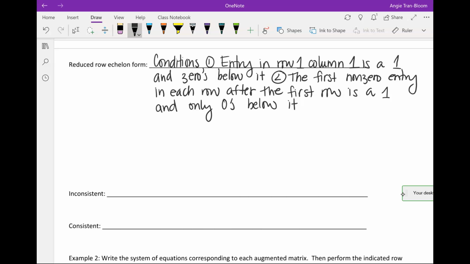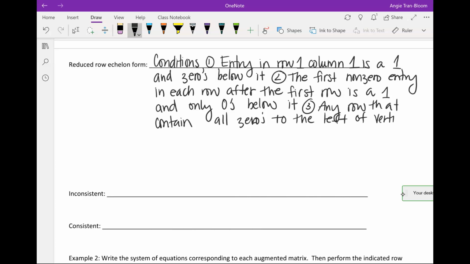Any row that contains all zeros to the left of the vertical bar must be moved or appear at the bottom. So, last condition. Any row that contains all zeros to the left of the vertical bar must appear or move at the bottom.